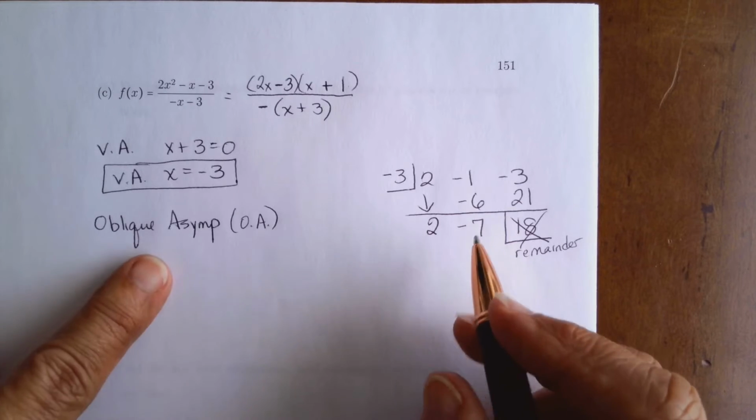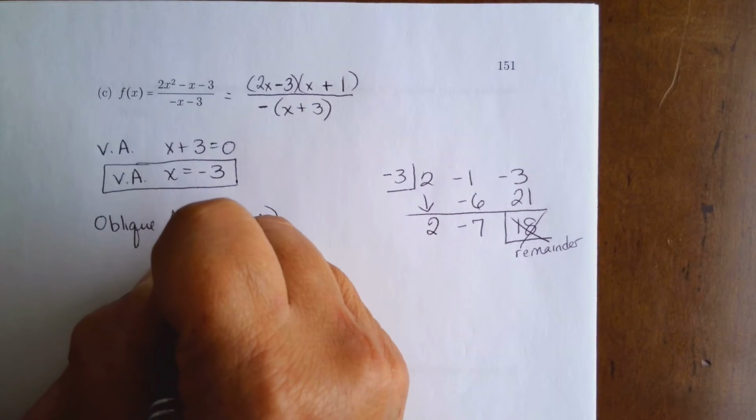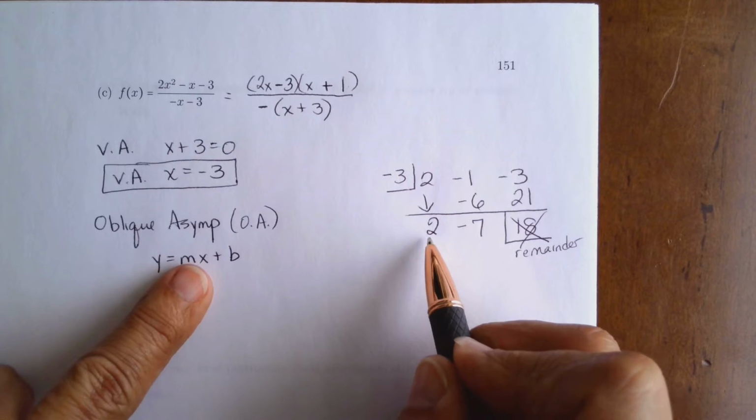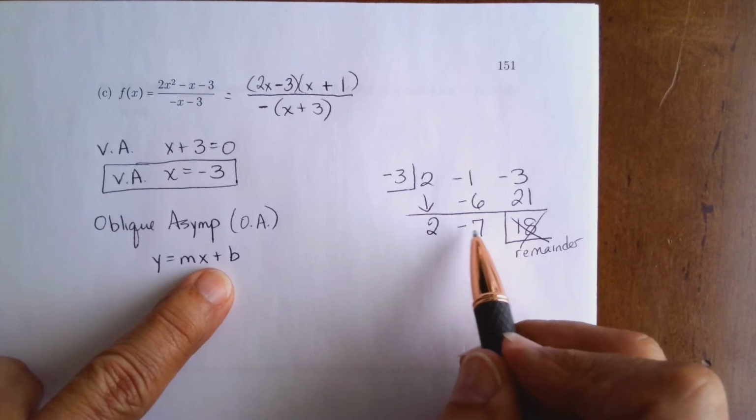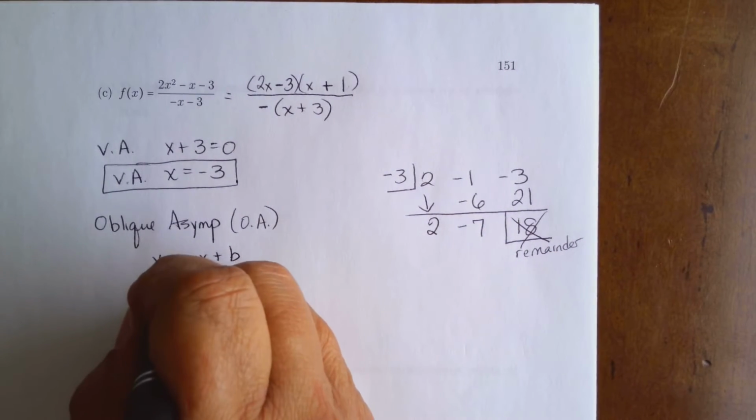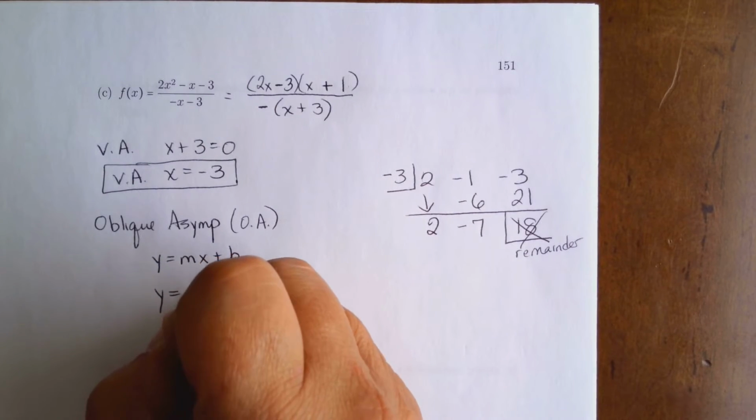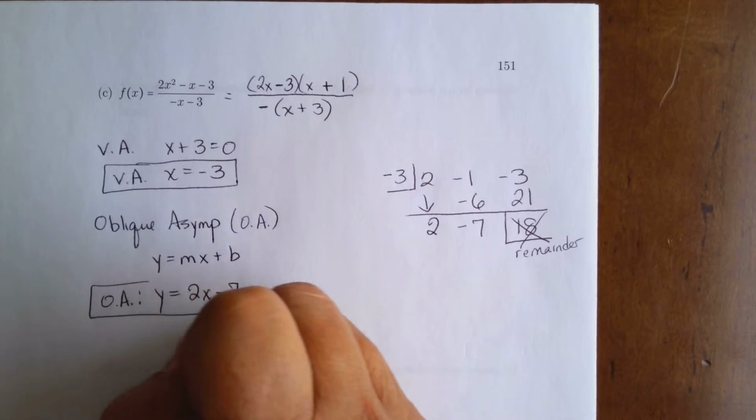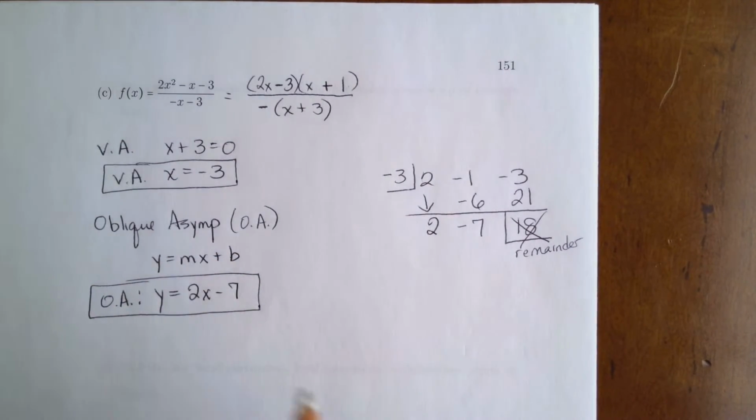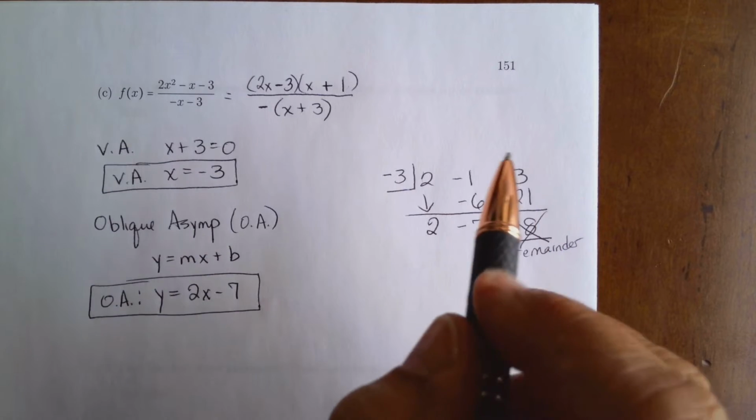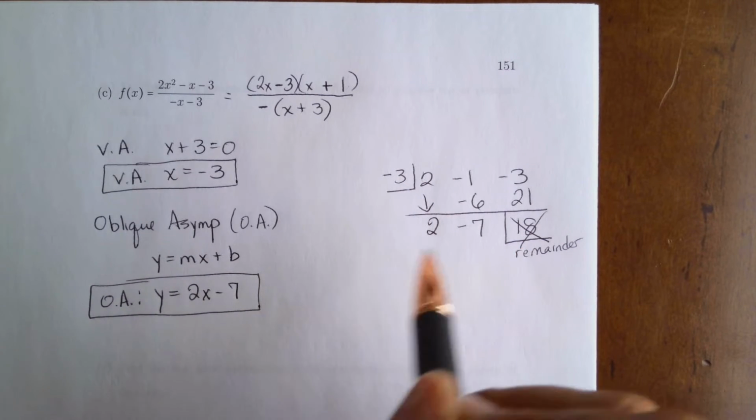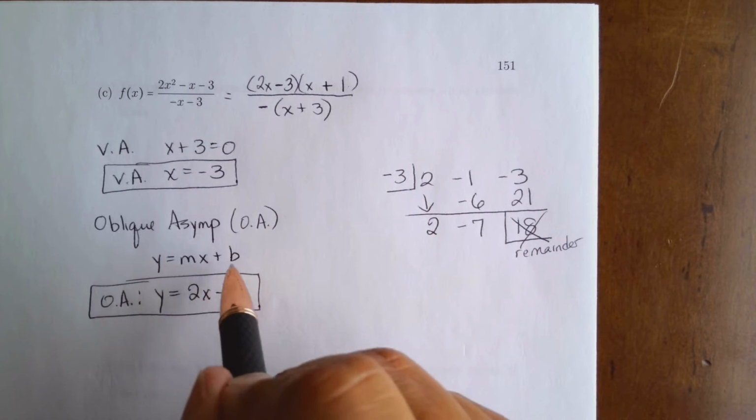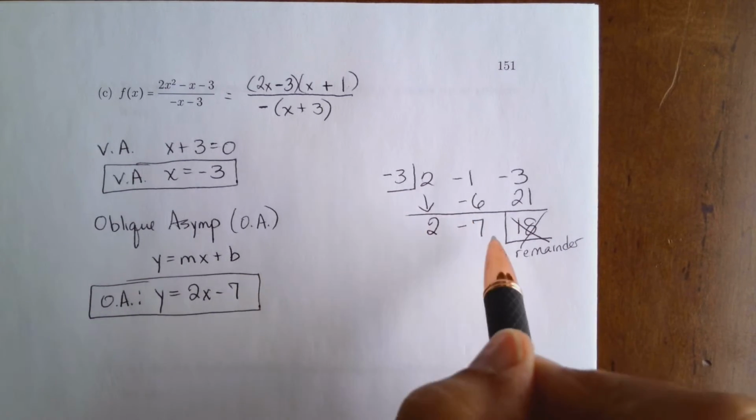Remember, the oblique asymptote is y equals mx plus b. So this is your m, and this is your b. It's always going to be that way. So we get y equals 2x minus 7, and that is your oblique asymptote for top-heavy problems. Top-heavy problems do not have a horizontal asymptote. So remember, if you divide, you don't need the remainder. The oblique asymptote is just the two numbers out front.